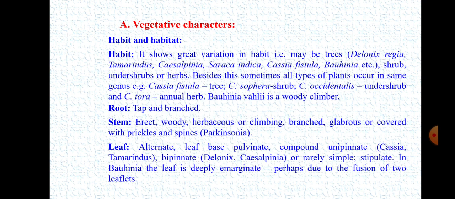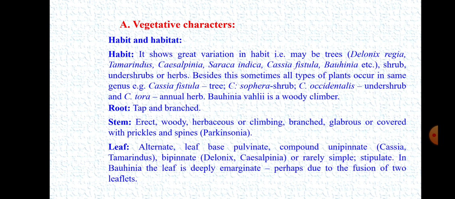Now let us see another example, that is Bauhinia vahlii, which is a woody climber type of plant. Generally, the root system of these plants is a branched taproot. The stem is erect, woody, maybe herbaceous or a climbing branch, glabrous. That means it is not covered with hairs on the stem.